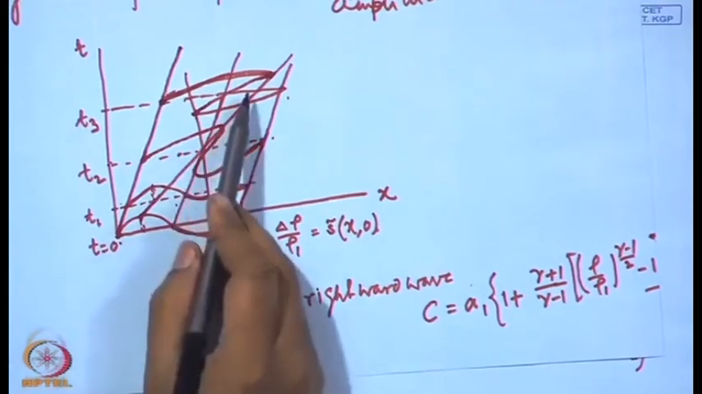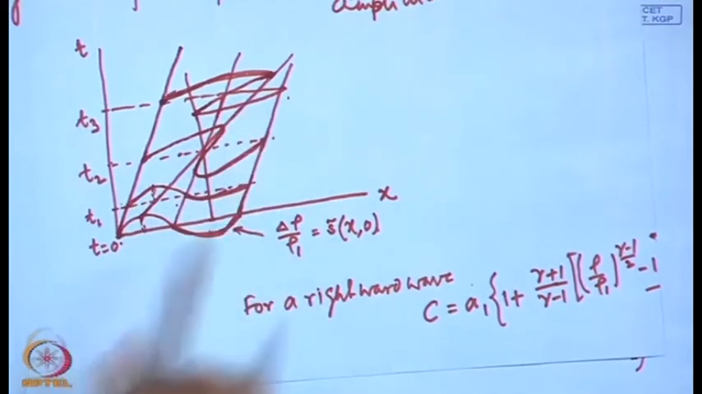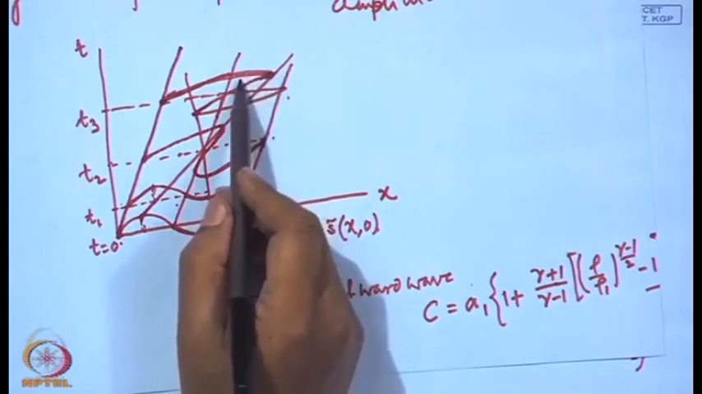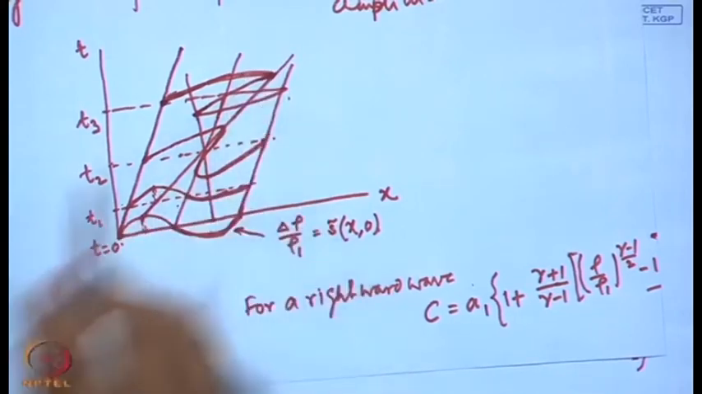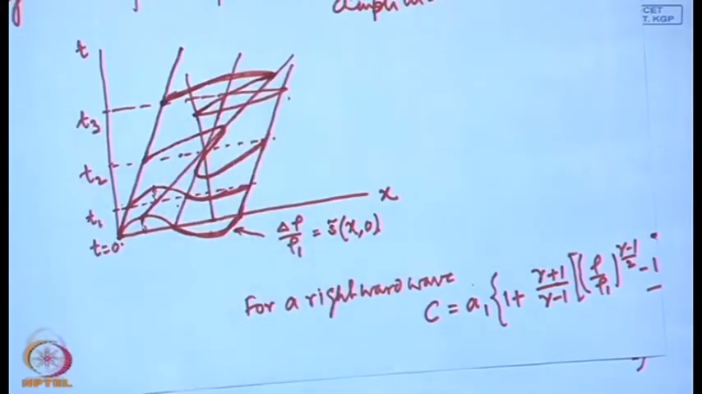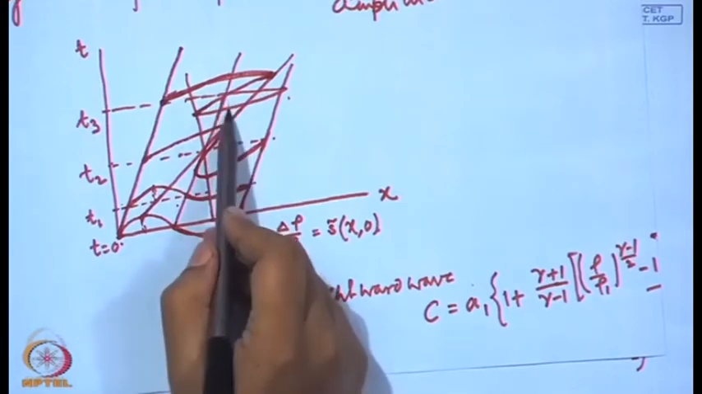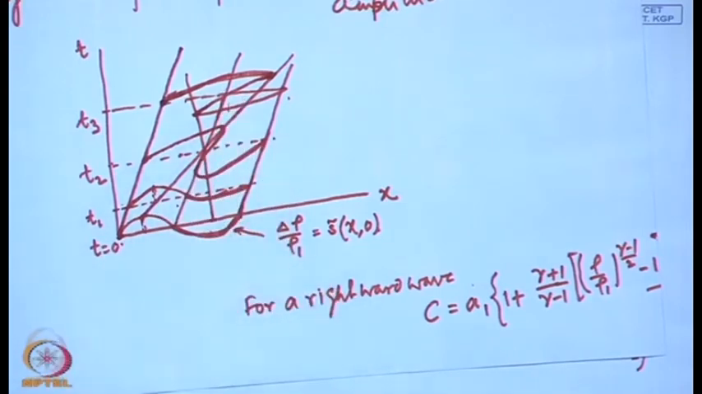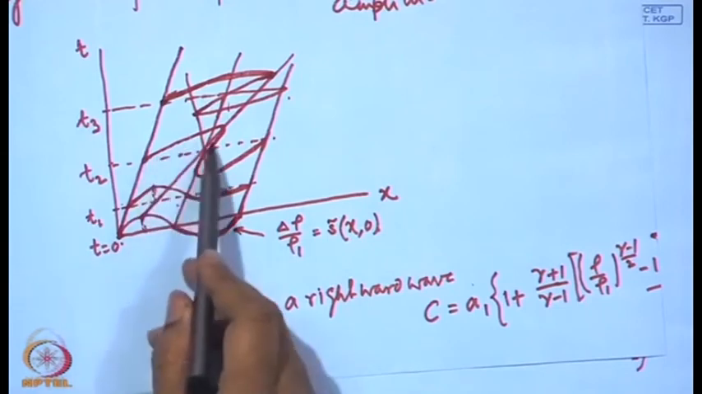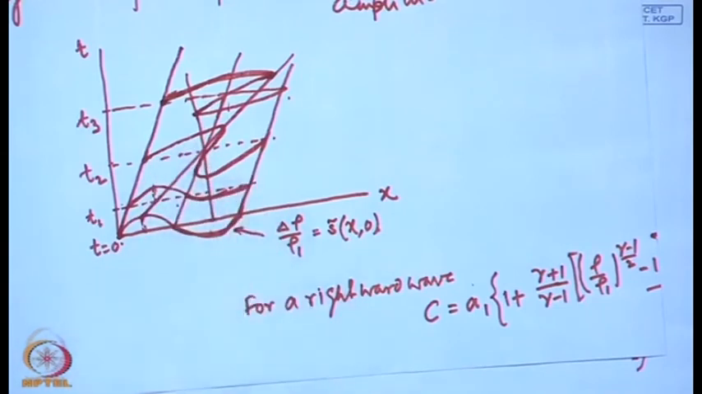Of course, this is physically not possible, because it implies that there are 3 values of density at a particular given point in this region. This of course cannot happen, and consequently we can say that this situation will never be reached. In fact, even the situation that is shown at T 2 will also not be reached.